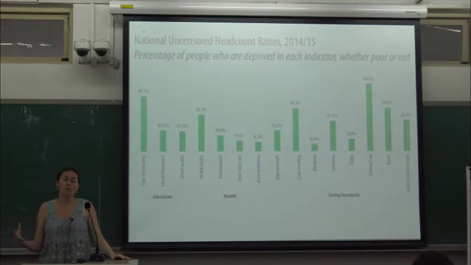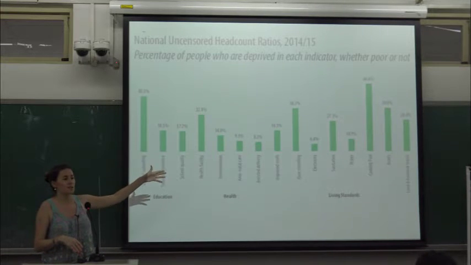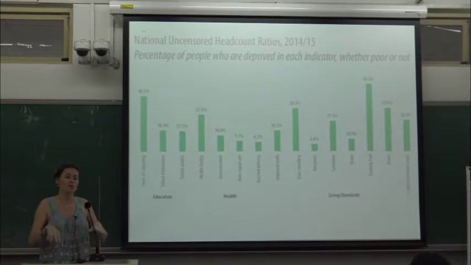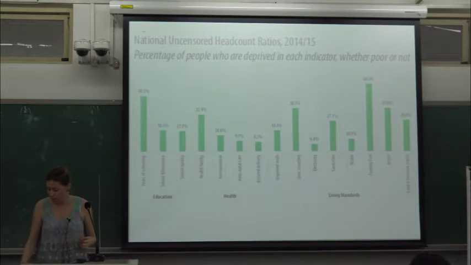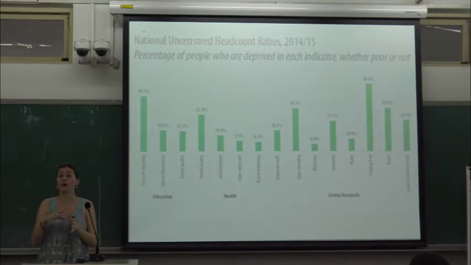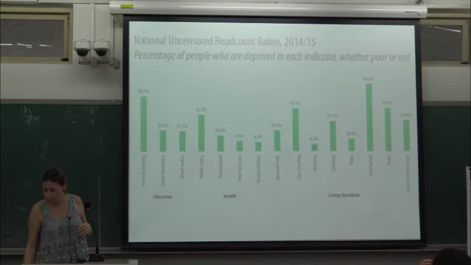Again, this is just the proportion of people who are deprived in each of the indicators, regardless of whether or not they are poor. So when I'm saying here that nearly 60% of the population is deprived in cooking fuel, that means that's over the whole population. They are not necessarily MPI poor. They are just deprived in this particular indicator. And we're going to see how this changes when we move to the censored headcounts, but all of these figures are going to drop.